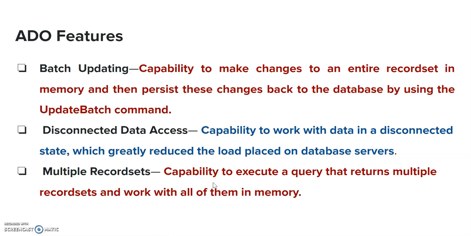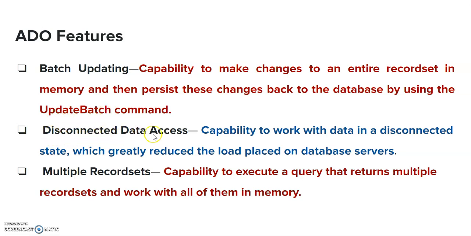Now what are the features of ADO? One is batch updating. Suppose you want to update a record set, not only a single record or a single row, but an entire record set. That is possible with the help of ADO. All the changes will be done at the same time, with the help of the command called update batch.